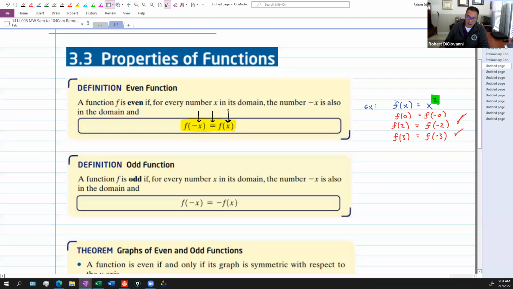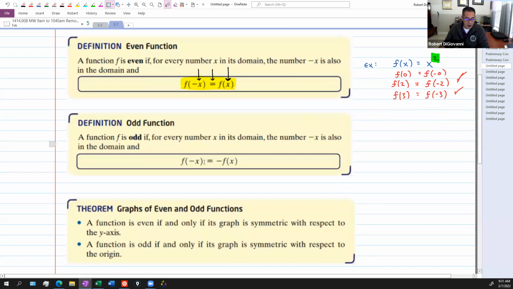Now, an odd function is different than that. An odd function is, well, kind of hard to understand algebraically. What it's saying is, in order for these two to be equal, I'm going to plug some number in and get an answer, but then I have to change its sign, and then it will match what I get over here.